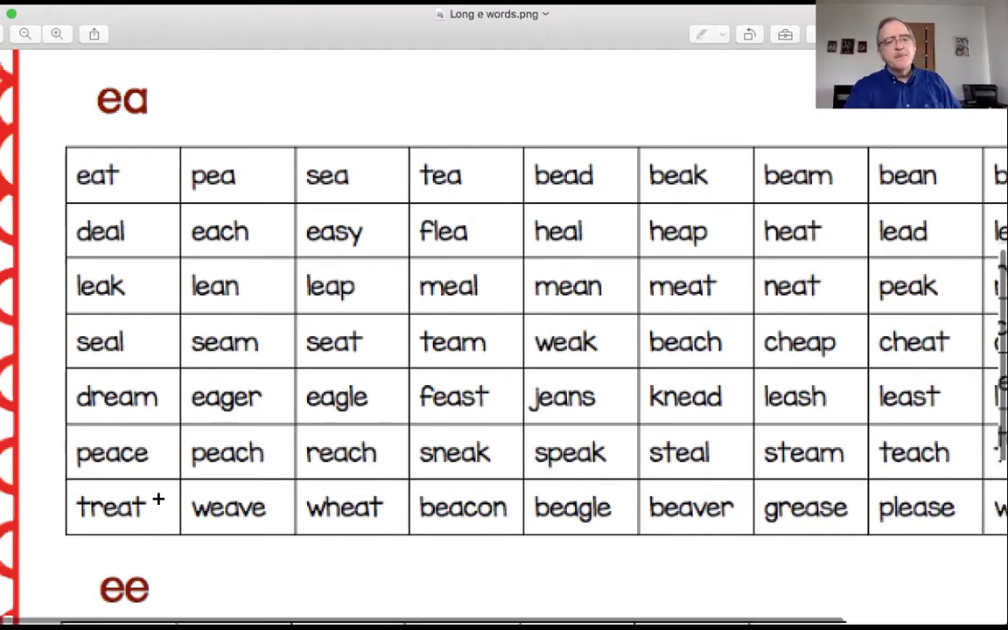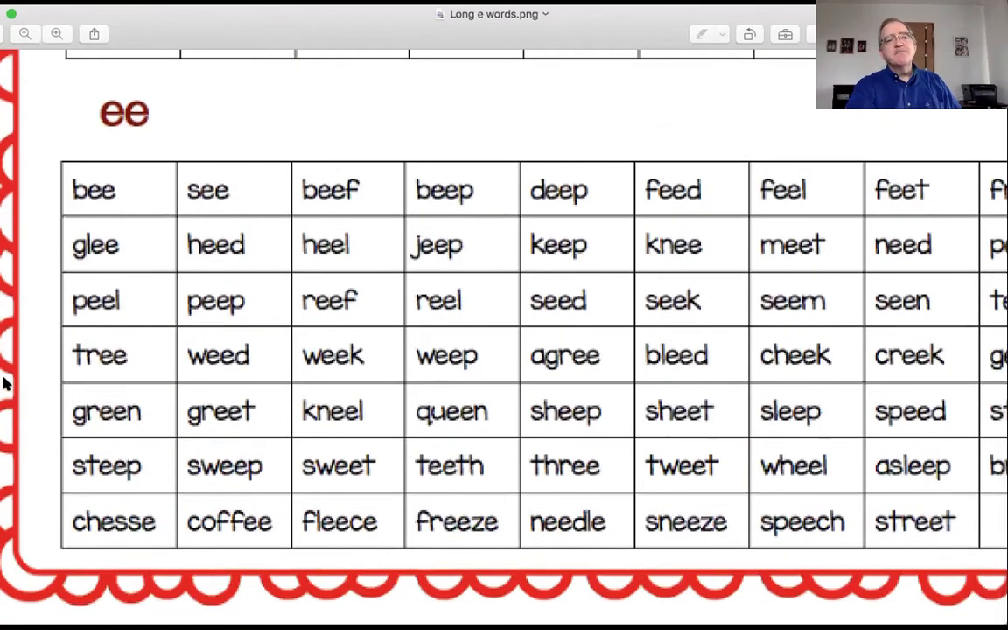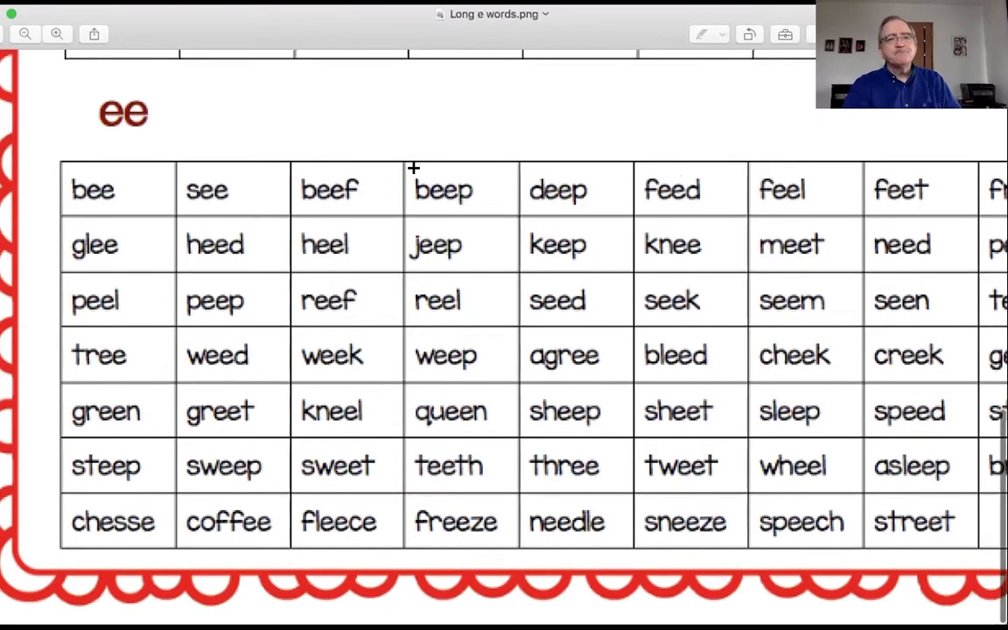You'll remember them. Now here's the EE, such as bee. Glee means happy. Peel, that's like a banana peel. The outside of the banana is called the peel. Tree, green, steep. Okay, all of these are taking the long E sound, all right? So you might want to practice those and try to keep the pronunciations in your mind. Remember, by repeating, you're going to naturally pick up that pronunciation.